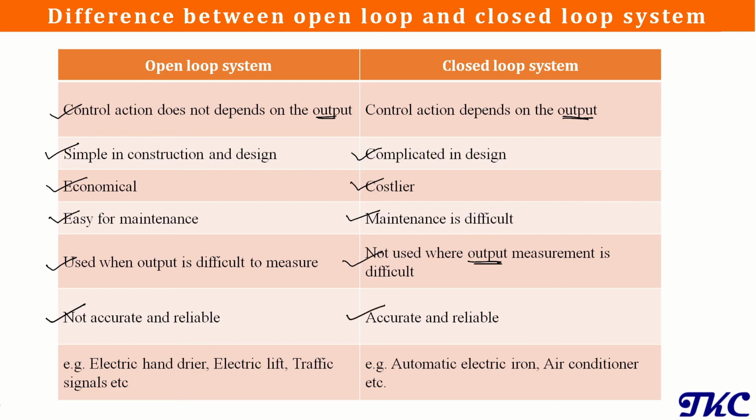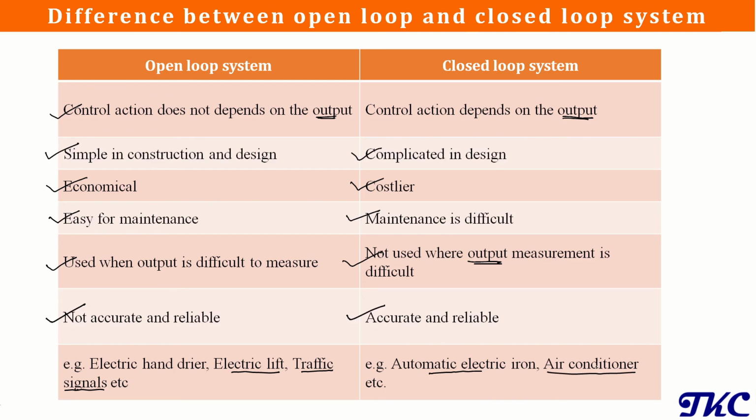Now in open loop systems we can have a number of examples like an electric hand dryer, an electric lift, and similarly a traffic signal, because they also have a fixed response and they do not have any feedback element. So these are examples of open loop systems. And for closed loop systems we again have a number of examples like an automatic electric iron. As the temperature is achieved, it switches off, and when the temperature falls below a certain level, it switches on again and starts heating. And there is the air conditioner, which is also an example of a closed loop system. So these are some differences between open loop and closed loop control systems.